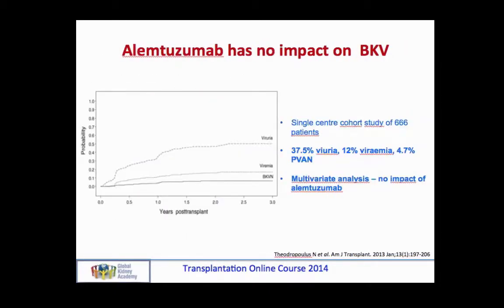Sorry about that. So what about alemtuzumab or Campath? This is a single centre study from Ohio in the States, which looked at the impact of alemtuzumab on BK viruria, viremia, and established nephropathy. And in this single centre study with multivariate analysis, they found there was no impact of alemtuzumab on established BK nephropathy.